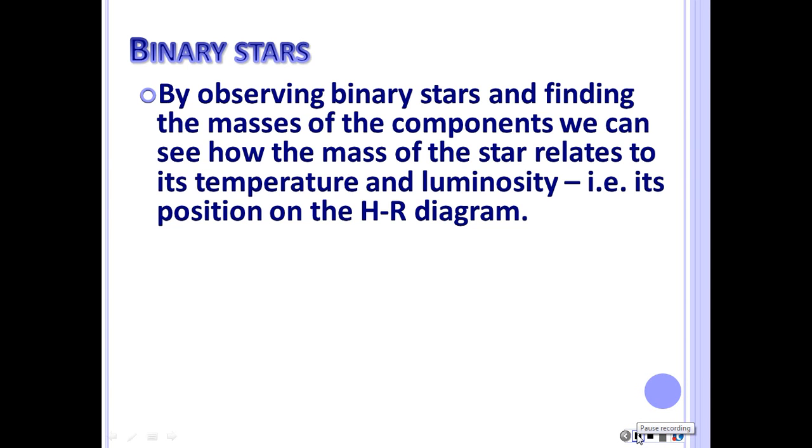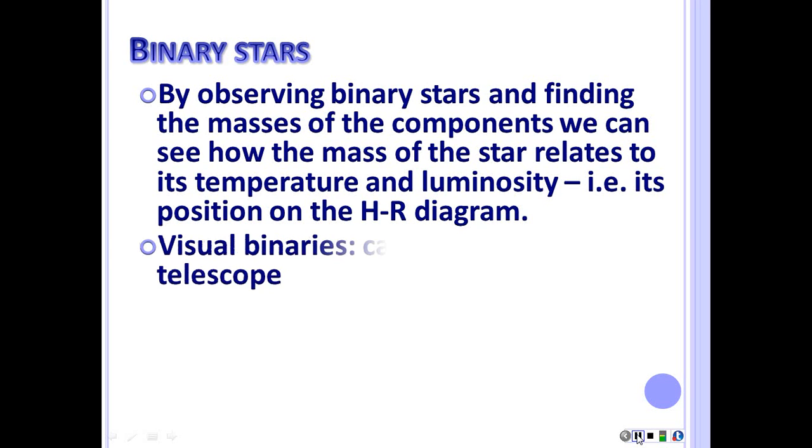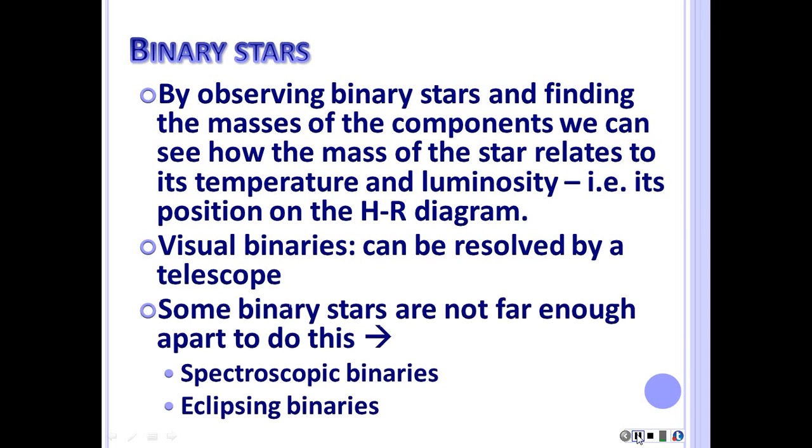Okay, so if we've got binary systems, we can work out what the masses of the stars are, and then we can put that on our HR diagram. But to do what we just talked about, they have to be resolved. They have to be far enough apart in the sky that we can see them moving. Some stars are not far enough apart, or their inclination of the orbit is such that we don't see it. And in that case, you need to use either spectroscopic binaries or eclipsing binaries. And we're going to talk about those next.